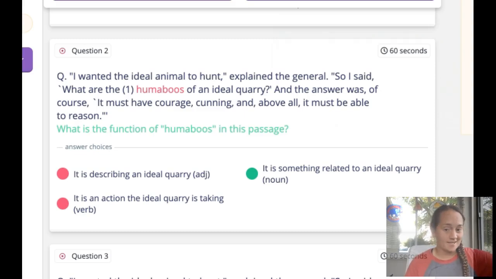Did you guess that it's something related to an ideal quarry? So it's a noun. Now, one hint to us was that it says, what are the humbaboos of an ideal quarry? Usually if we say the before a word, it's going to be a noun. So the cat, the house, the person. So that was a hint that this is going to be something. So we know that humbaboos is something that is related to the ideal quarry. All right, let's go ahead and move to the next question for step 3.